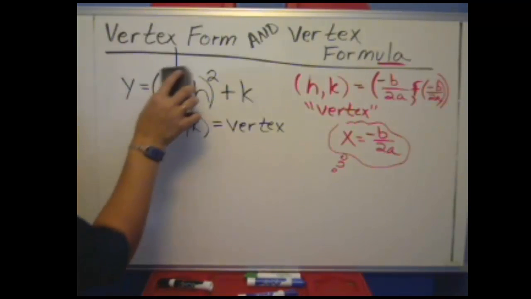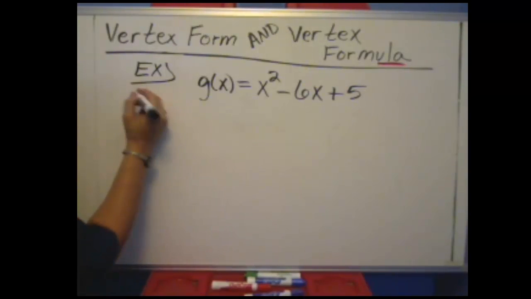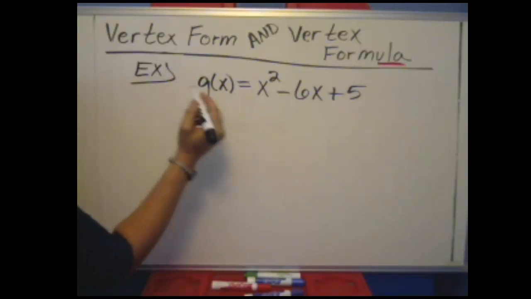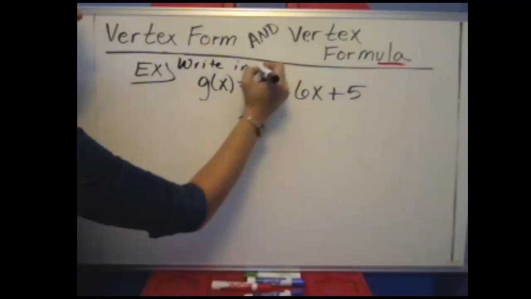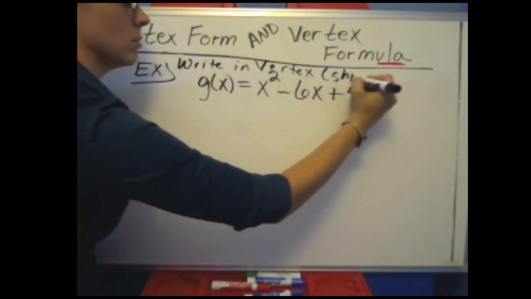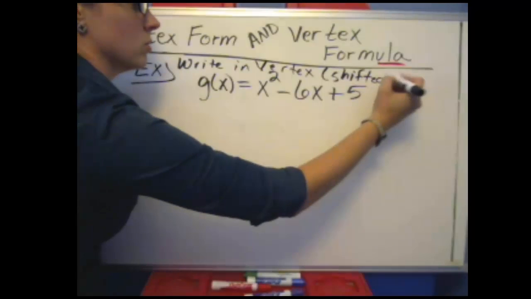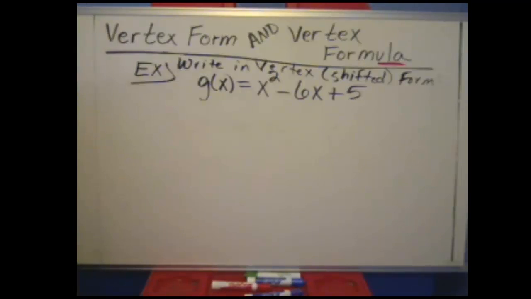Now let's look at some examples. Okay, the first example. Given the quadratic equation x squared subtract 6x plus 5, let's get this into vertex form. So I'm going to write "write in vertex shifted form" as the directions for this problem. In order to do this, basically we complete the square.